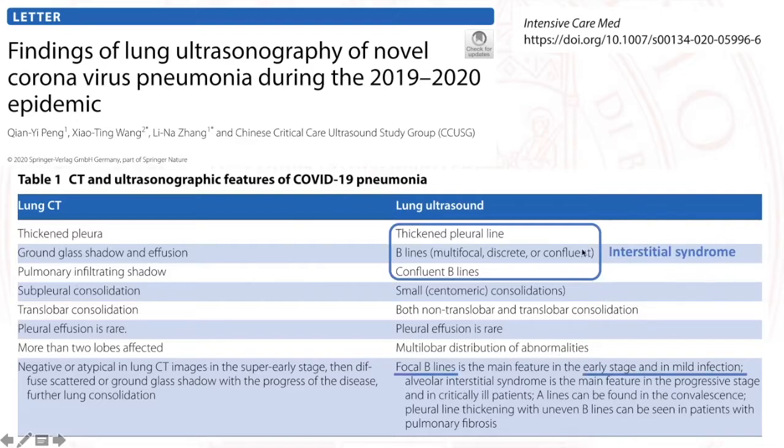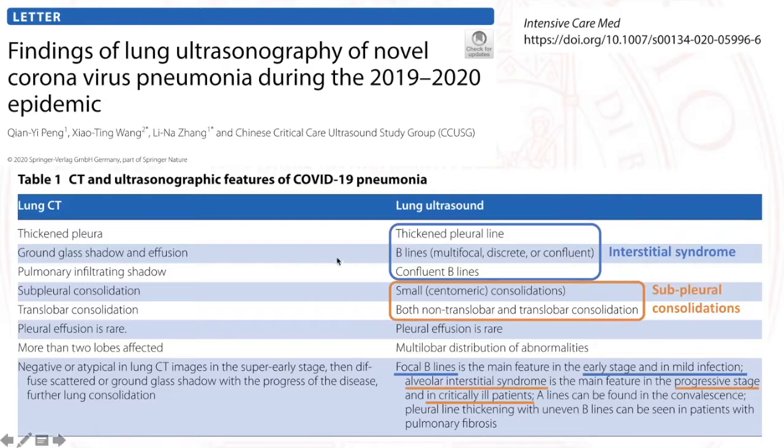Interstitial syndrome means the presence of a thickening of the pleural line. Always keep in mind though that the pleural line is an artifact, so its thickening does not correspond to an actual thickening of the pleura that can be seen by CT. So, thickening and fragmentation of the pleural line, I would say, and B-lines, which can be single, multifocal, or confluent, as in a white lung pattern.